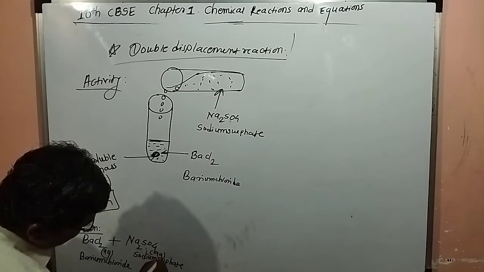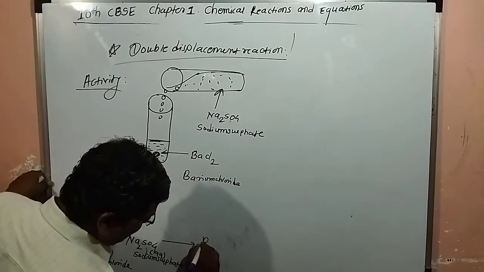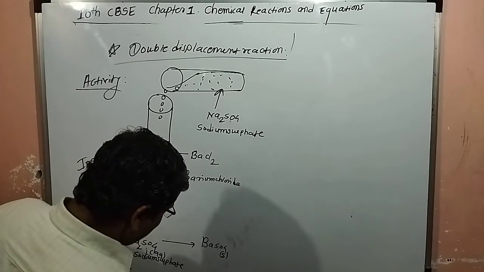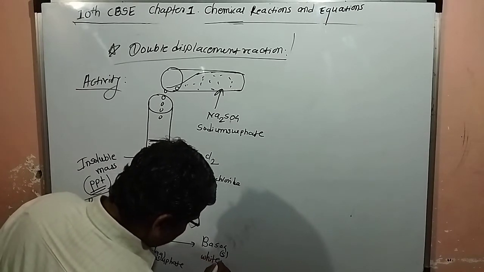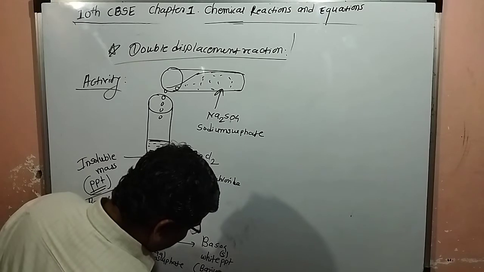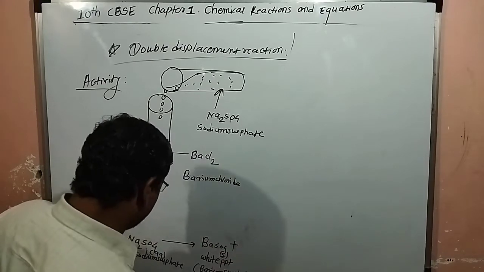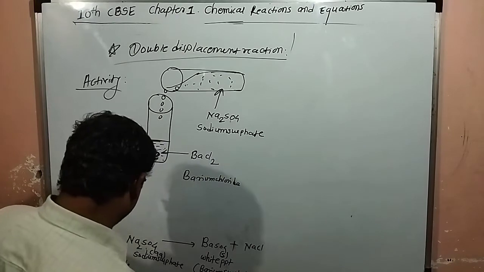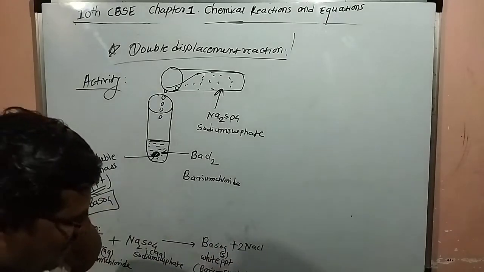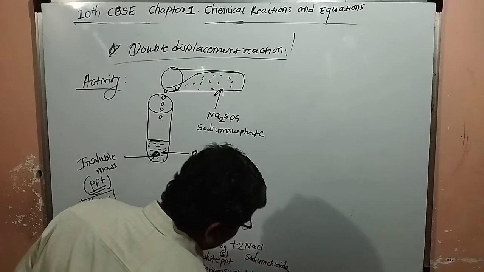The reaction occurs and forms BaSO4 in solid state. You can say a white precipitate will be formed, and its name is barium sulfate. The remaining product is NaCl, and it will form twice NaCl, that is, sodium chloride.